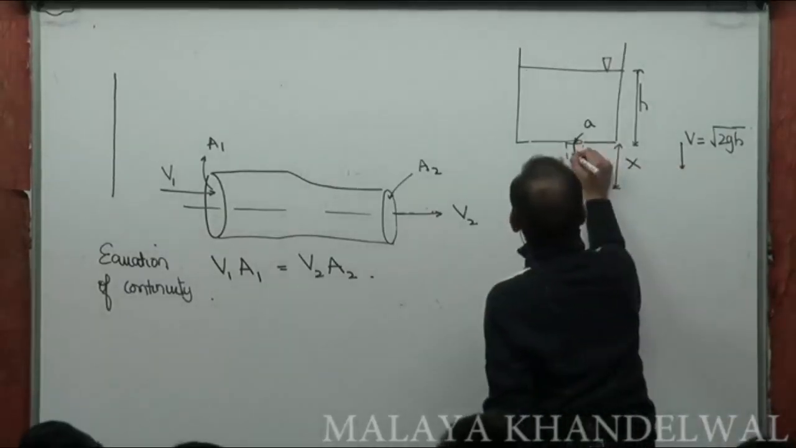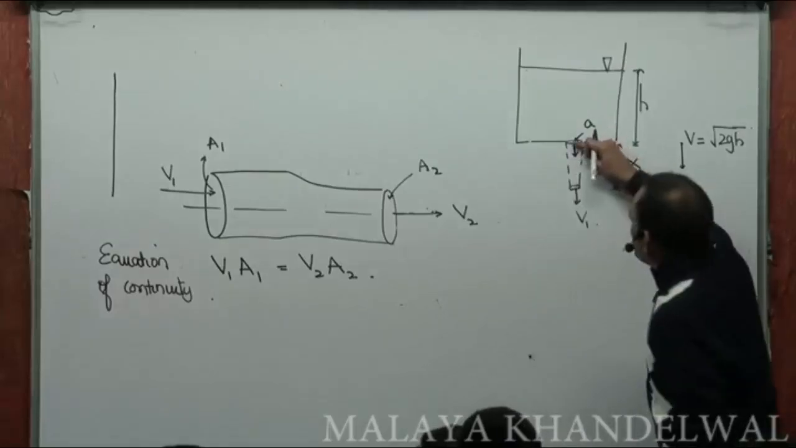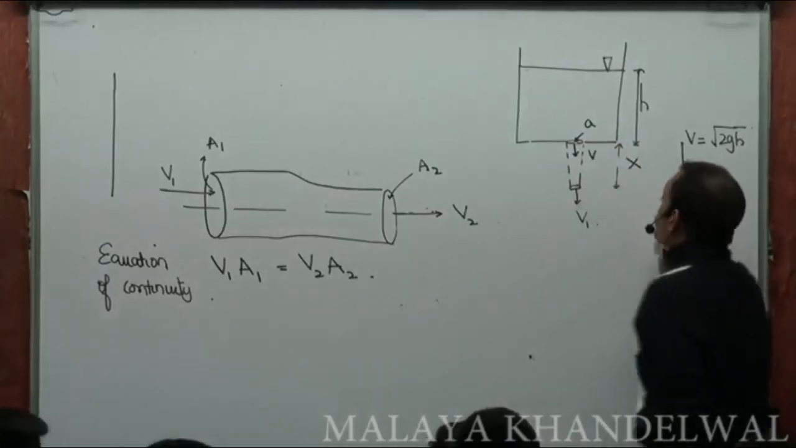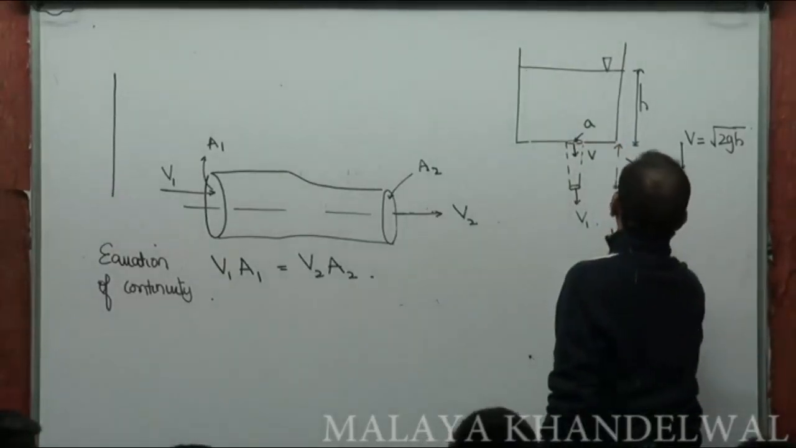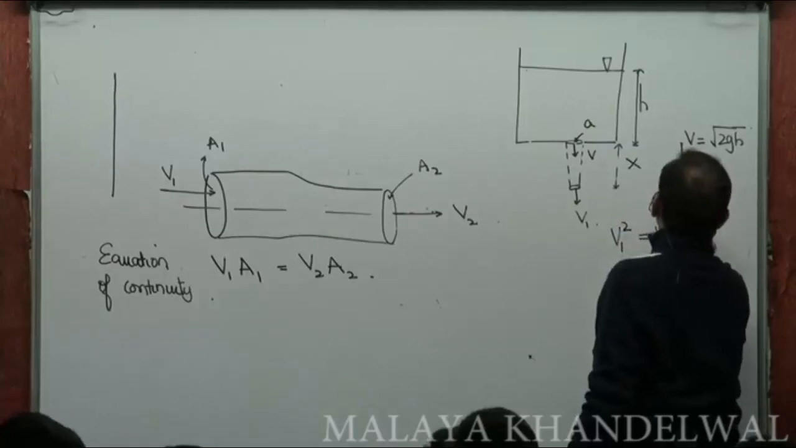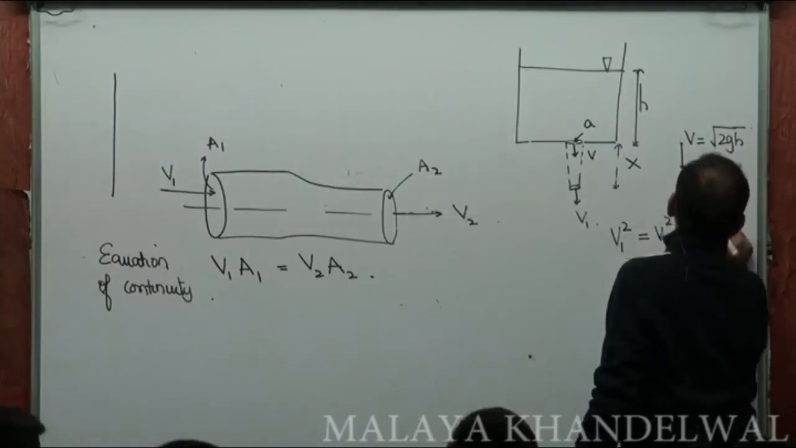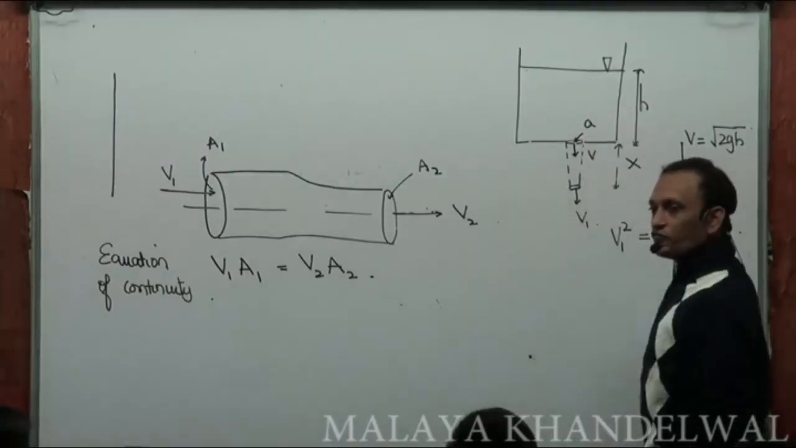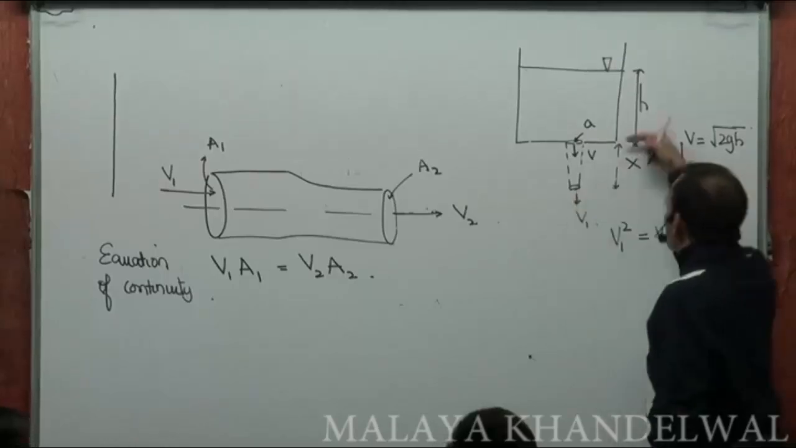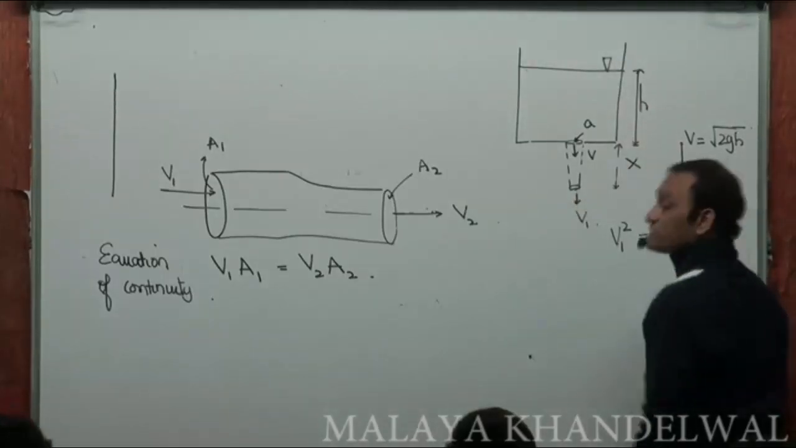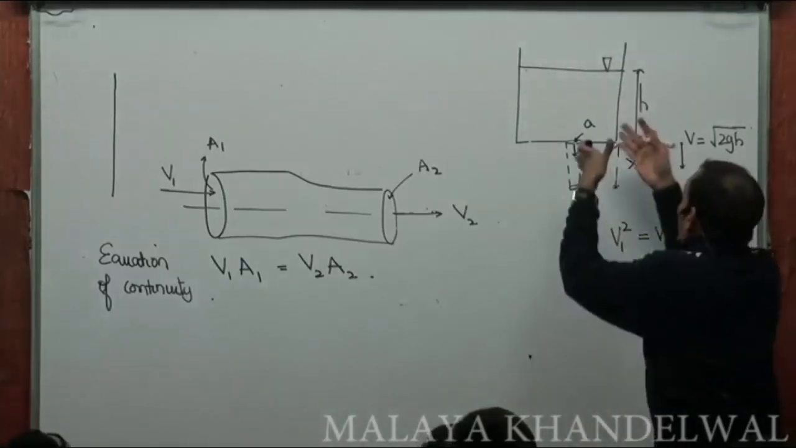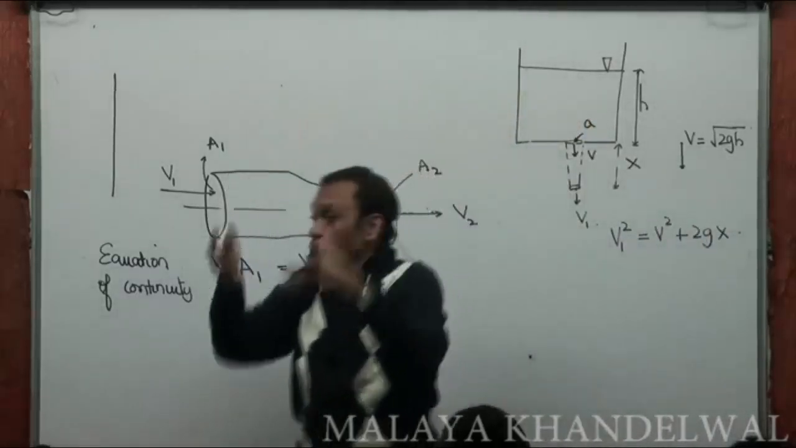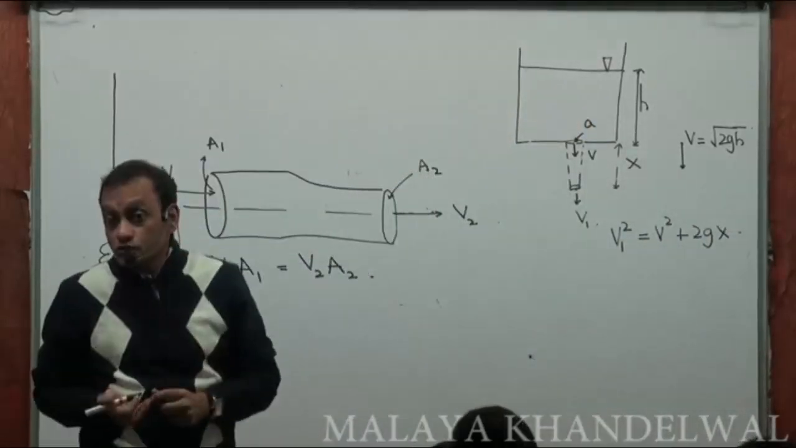The velocity here was v. So now from here to here, it's free fall. So can I say that v1 squared is v squared plus 2gx under the influence of gravity? Under the influence of gravity, the square of the velocity at a depth x becomes v squared plus 2gx. That means as this stream jets out, the velocity increases.